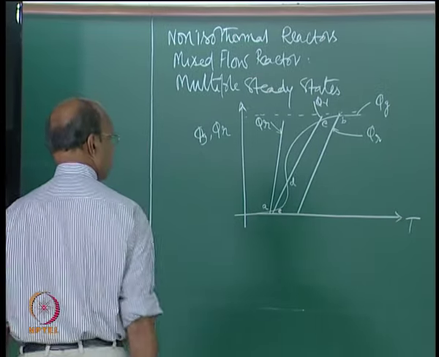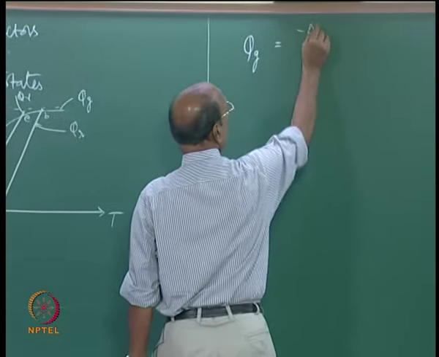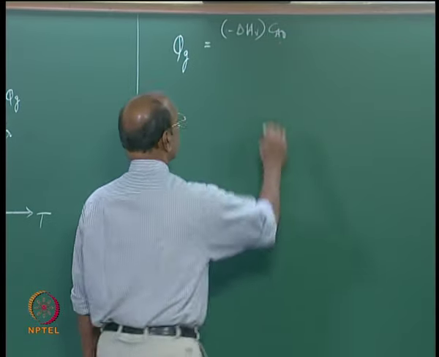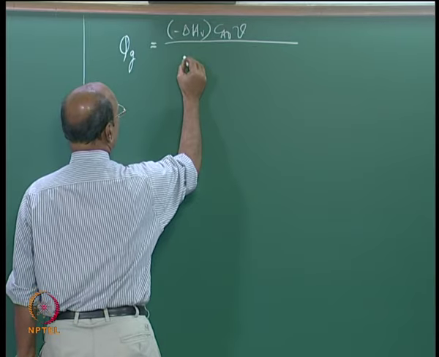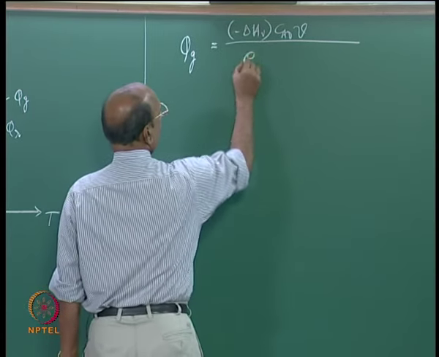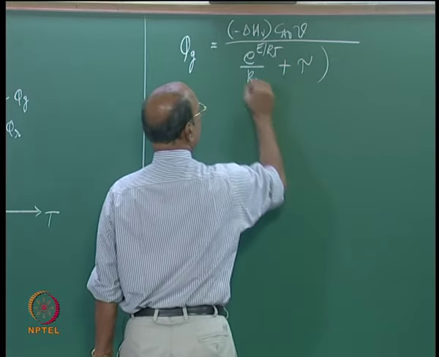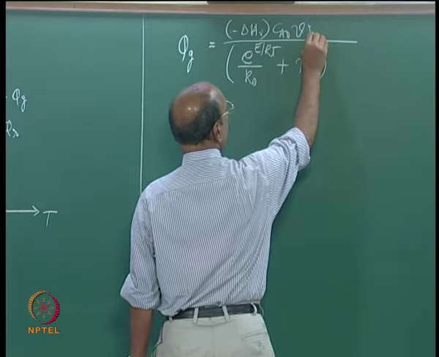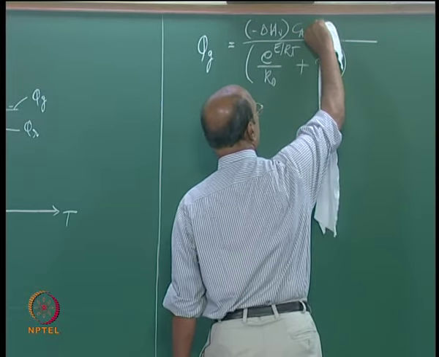earlier for Qg and Qr. What is the equation we have written for Qg? Minus delta Hr, Ca naught, V, whole thing divided by 1 plus e power E by RT by K naught, plus tau. That is the equation. Volume must be there. Volumetric flow rate has come into V, so tau will not be there.